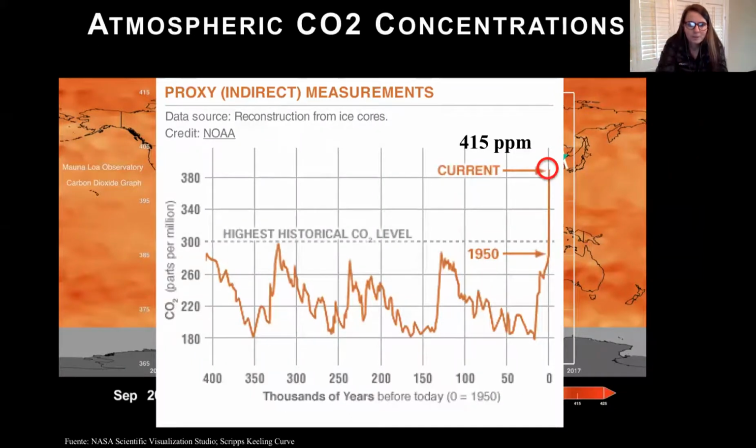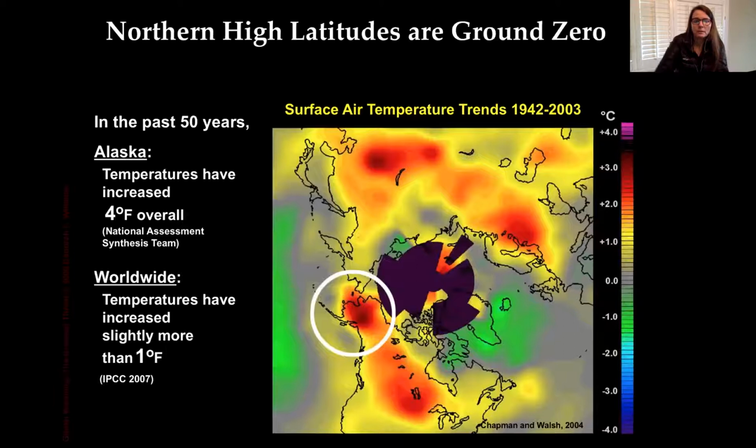So to put this all in perspective, in terms of atmospheric CO2 concentrations, currently we're at 415 parts per million. And if you look back at the historic record, really in the last hundreds of thousands of years, it hasn't gone up past 300 parts per million. So these are unprecedented times. And what can we do? What can vegetation do to help us? So let's understand the problem a little more.